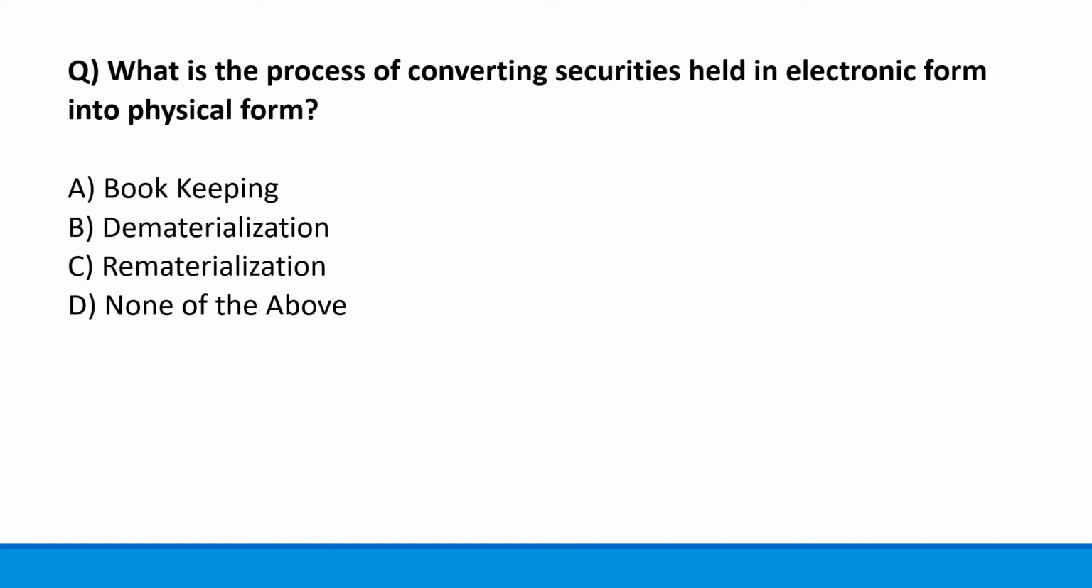What is the process of converting securities held in electronic form into physical form? Option A, bookkeeping, option B, dematerialization, option C, rematerialization, and option D, none of the above. The correct answer is option C, rematerialization.